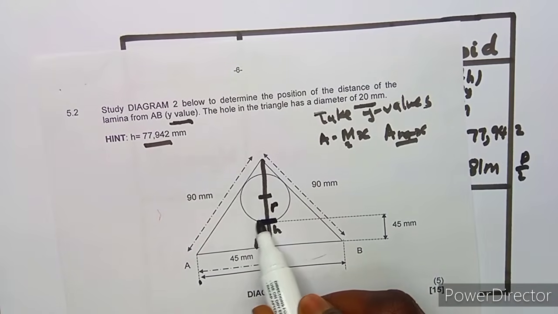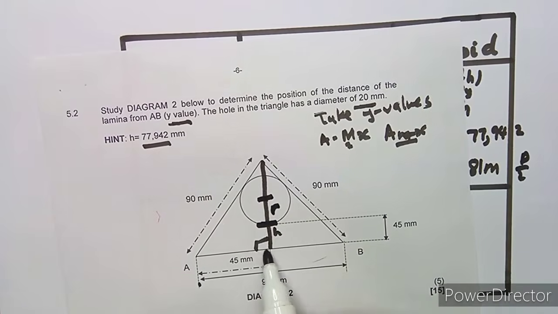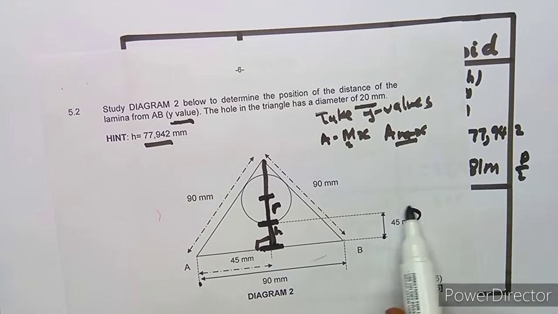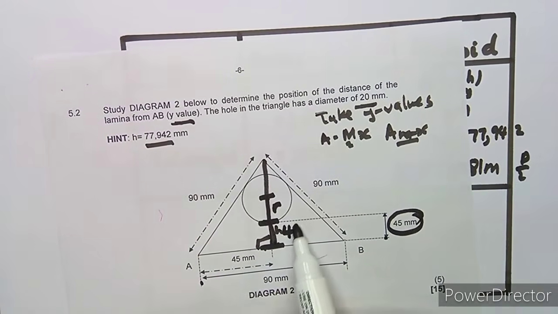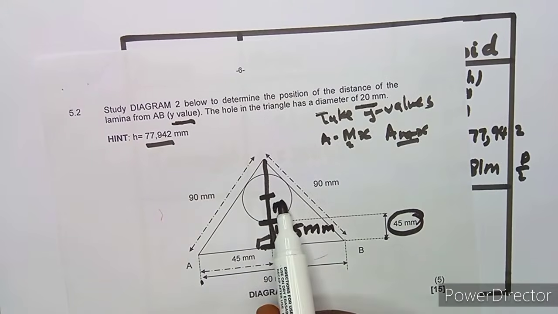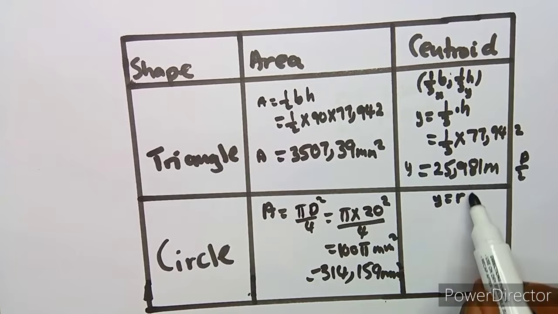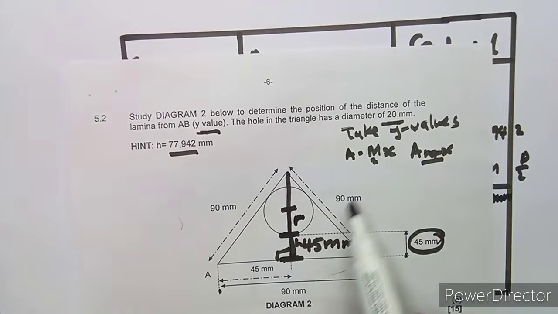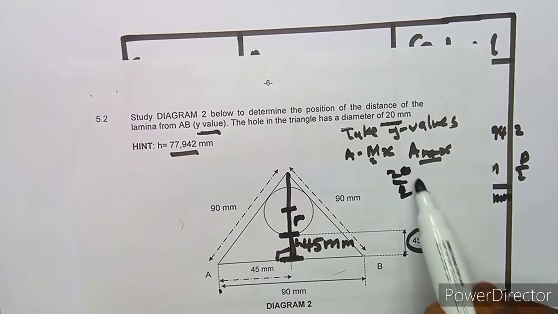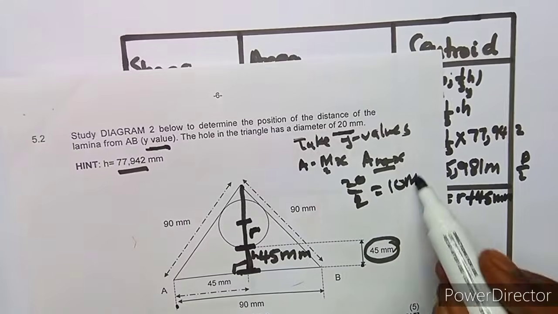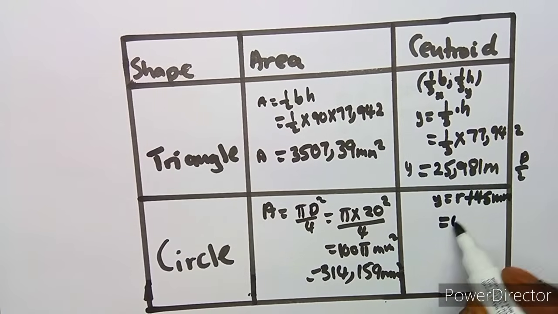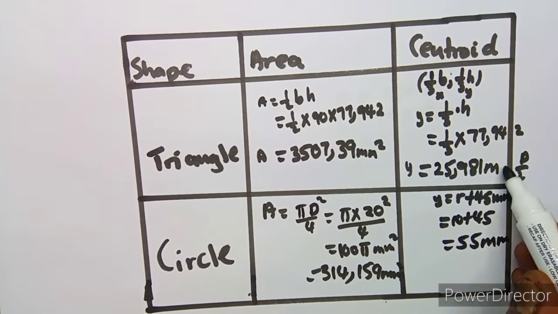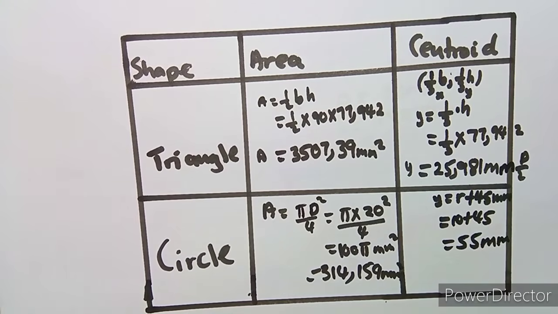But take note, there is a distance between the radius and the ground, because you are now considering the value of y. So there is a 45 millimeter distance which is to be included as a height, plus that radius. So the radius is diameter over 2, 20 over 2, which is 10 millimeters. So 10 plus 45 is 55 millimeters. This is millimeters, guys.